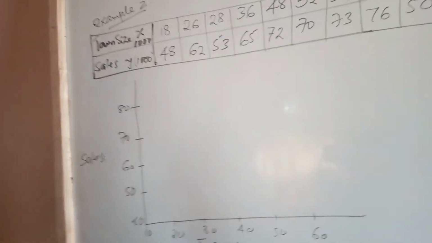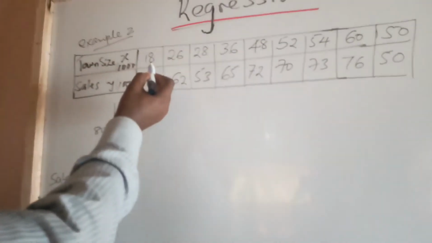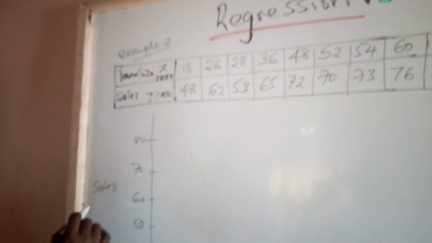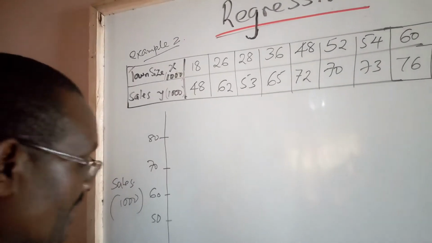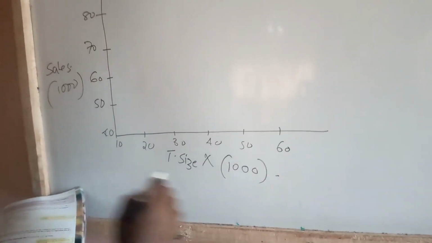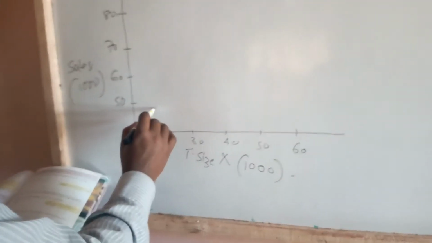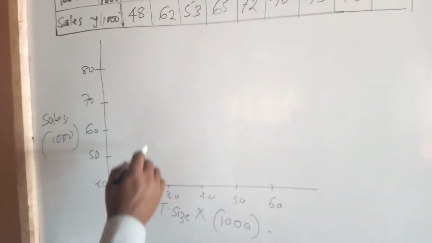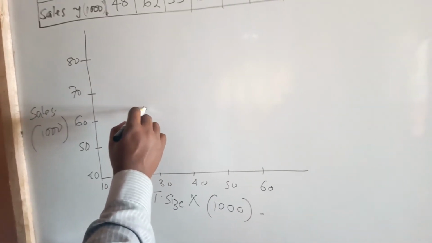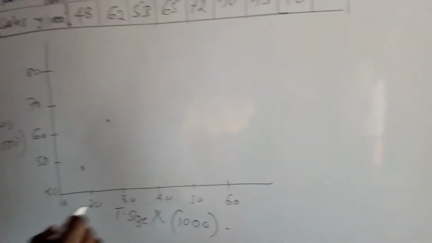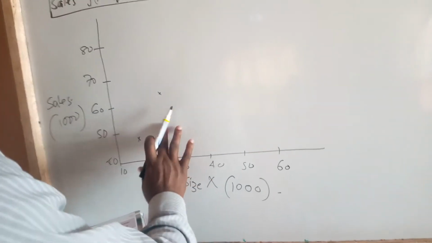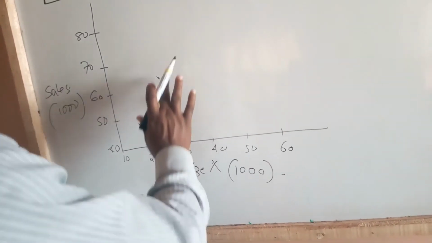For town A, the scatter diagram point is 18,000 people. In a town where we have 18,000 people, the sales were 48,000. Remember, both are in thousands. So 18 and 48, around there. The second town, 26 and 62, around there. The other one is 28 and 53, around there.